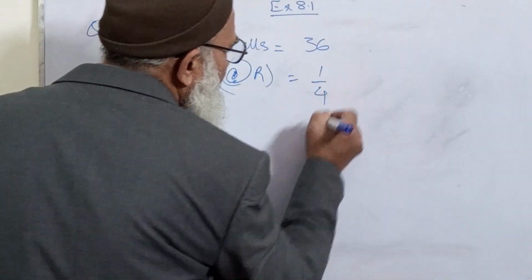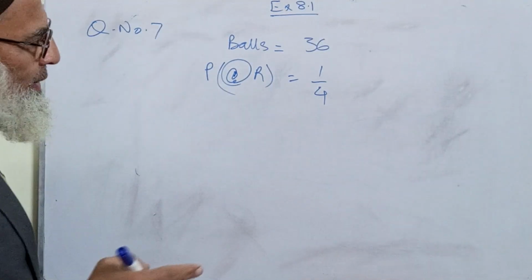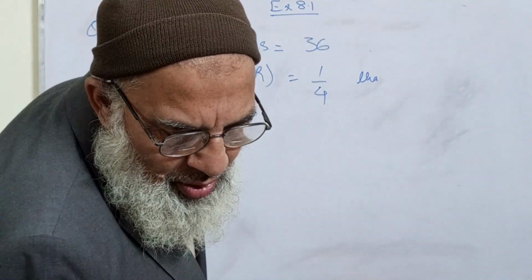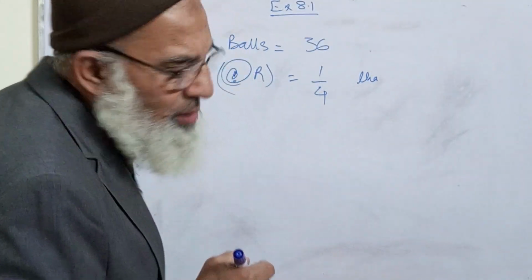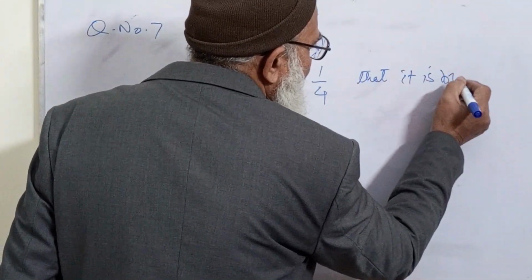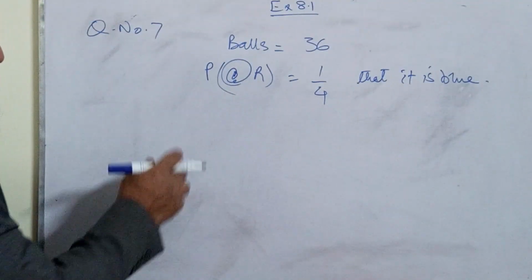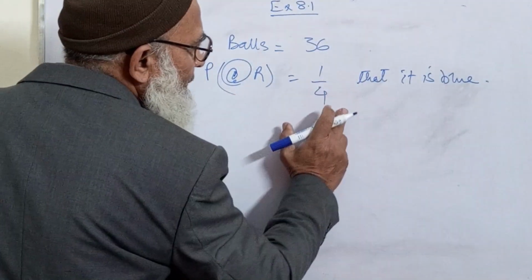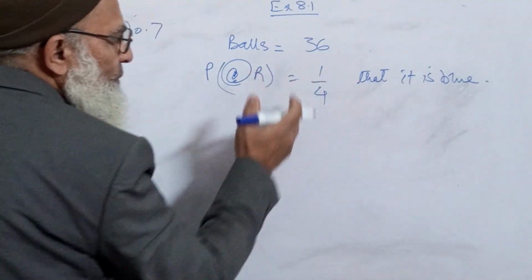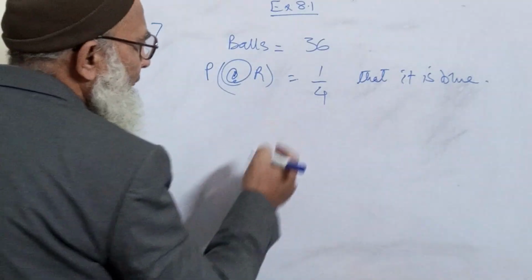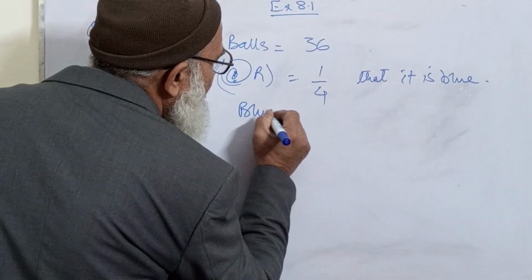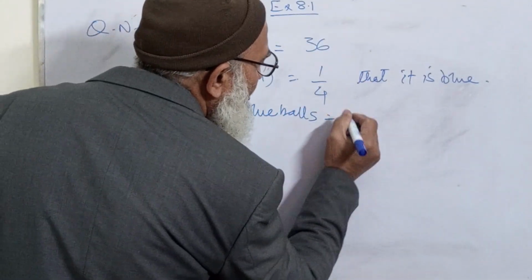probability is 1 by 4 that it is blue. Now what does it mean? That we have this probability 1 by 4. Then he asks how many blue balls are there? Now we have to calculate the blue balls.